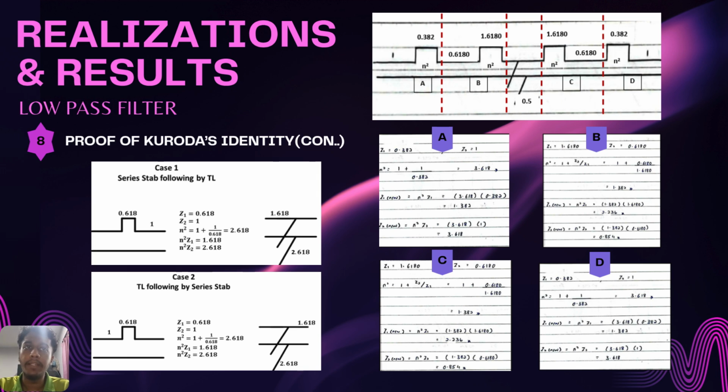So after we apply the calculation here, we can get the values of A and D will be the same, and B and C values are still the same because the values here are identical. For A and D, we can get the new impedance of 1.382 for Z1 and 3.618 for Z2. For C and B, we can get the values of Z1 2.236 and Z2 0.854. So we can arrange them in the design in the next slide.